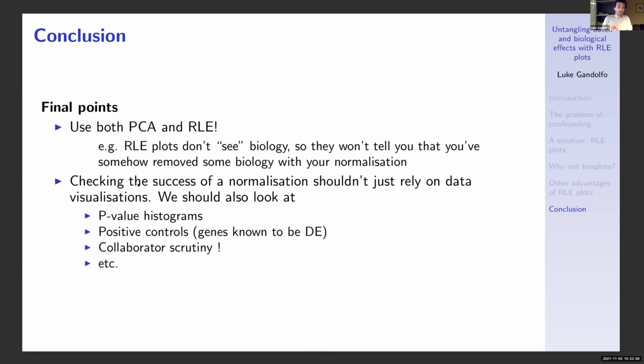So to conclude, we're advocating that you don't give up using PCA, because we love PCA, but you just supplement the use of PCA with RLE plots. And you want to do that because RLE plots don't see biology, they're not going to tell you things like whether you've removed biology when you've normalized your data. And of course, you shouldn't rely just on data visualizations to assess the success of a normalization. There's a host of other things there that you should do.